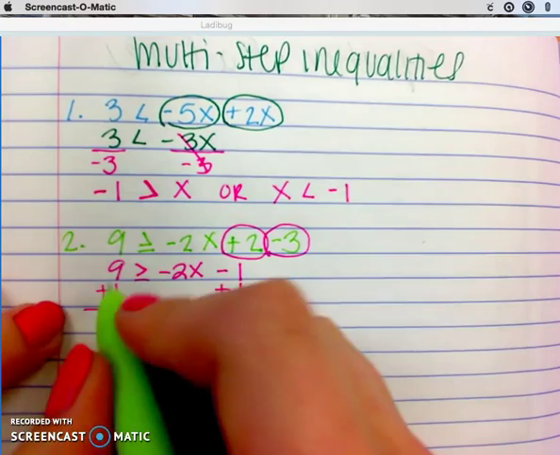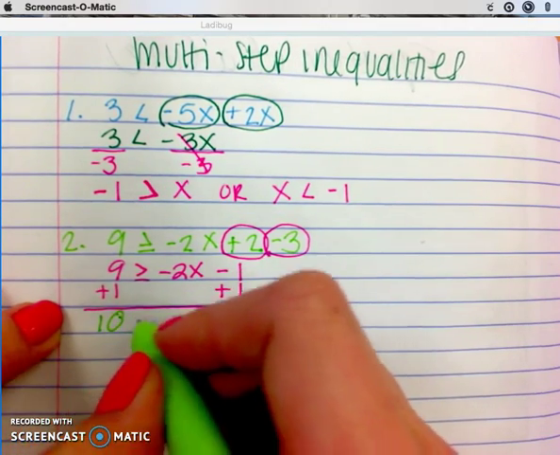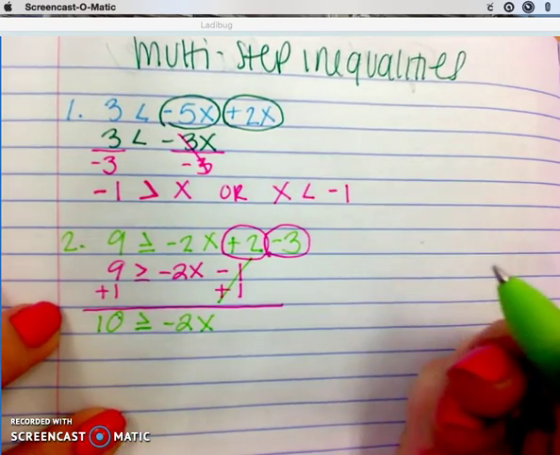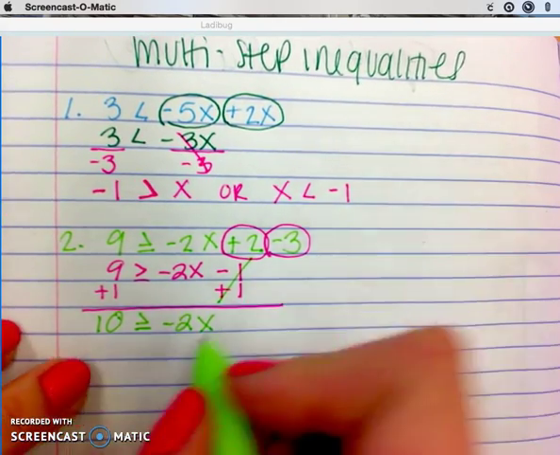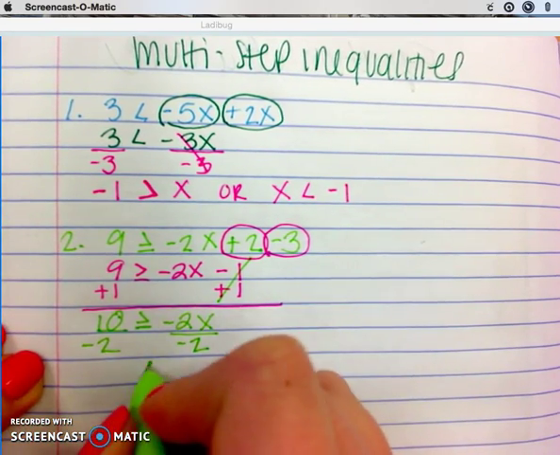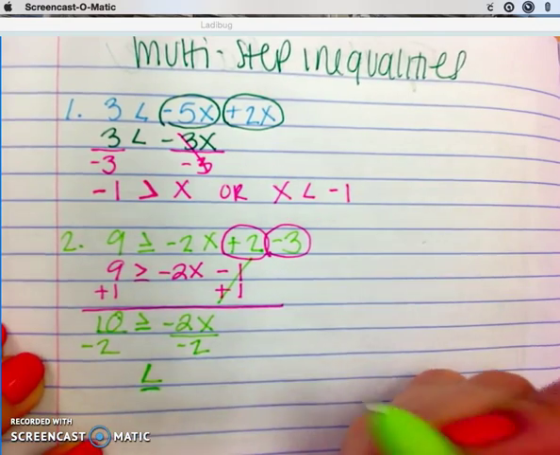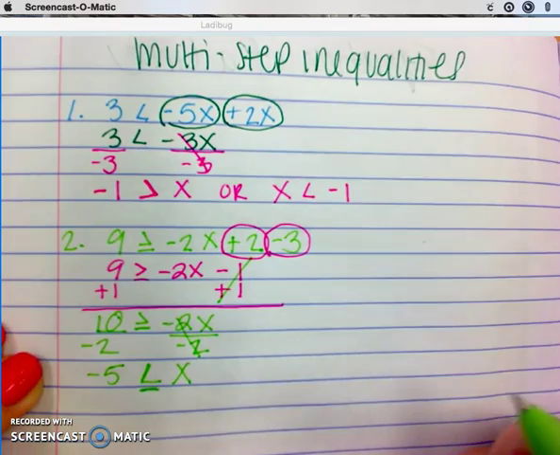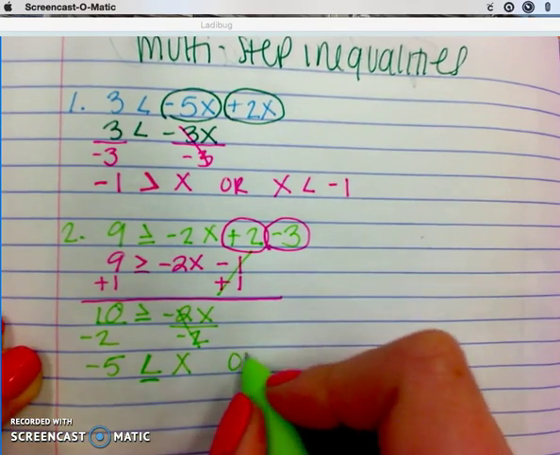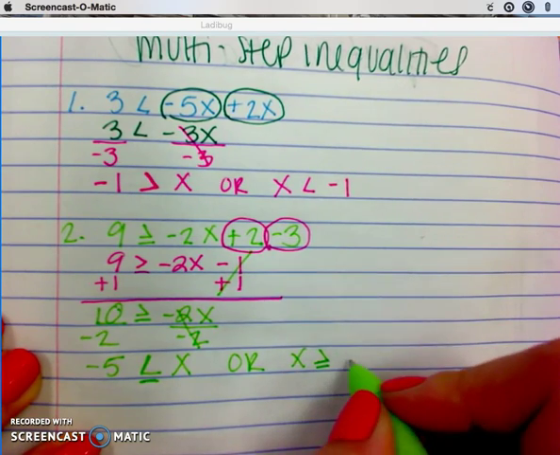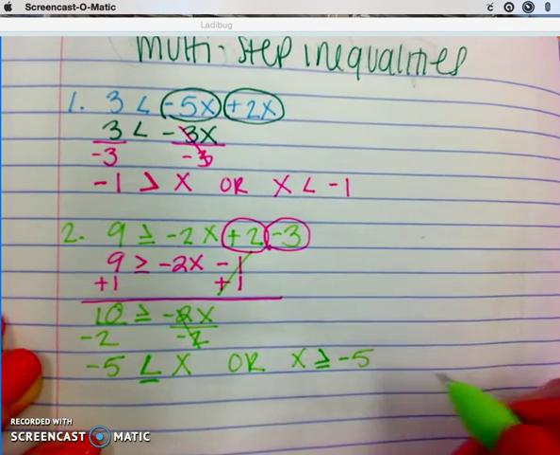I have 10 now is greater than or equal to negative 2x. And I'm going to divide by a negative. Oh, and if I just say that out loud, before I forget, I need to flip the sign. I'm left with negative 5 is less than or equal to x, or x is greater than or equal to negative 5. They are saying the same thing.